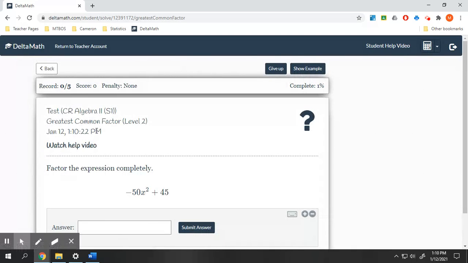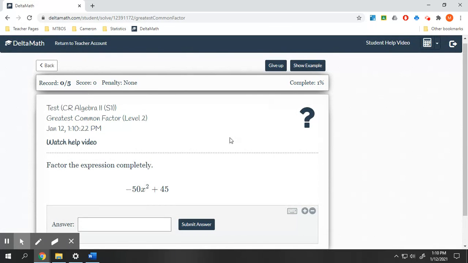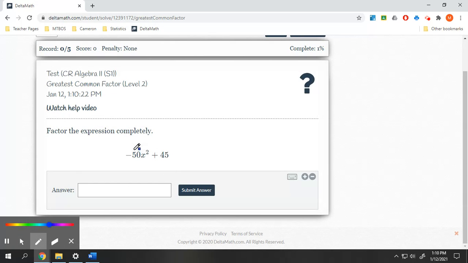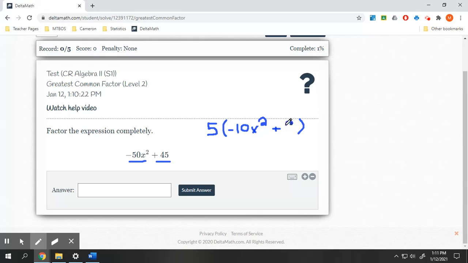All right, let's look at the next level here. Ooh, all right. So here is what I see. I have negative 50x squared plus 45. All right, so looking at this, I have a 50 and a 45. Now, the way that I see this is both of those are divisible by 5. So let's go ahead and factor out a 5 here and talk about what is left over. Well, negative 50 divided by 5 is going to be a negative 10, and I still have an x squared. And then finally, 45 divided by 5, I'm still left with a 9.